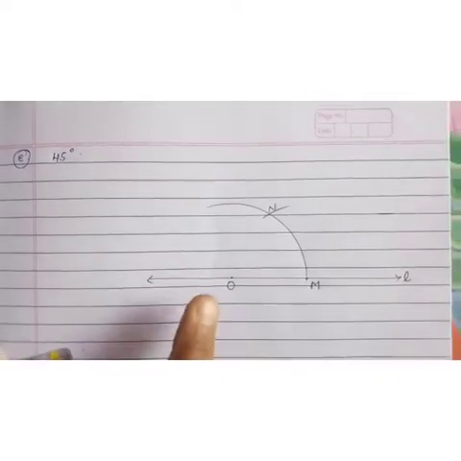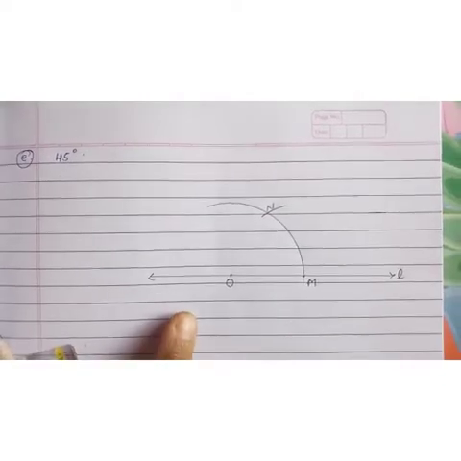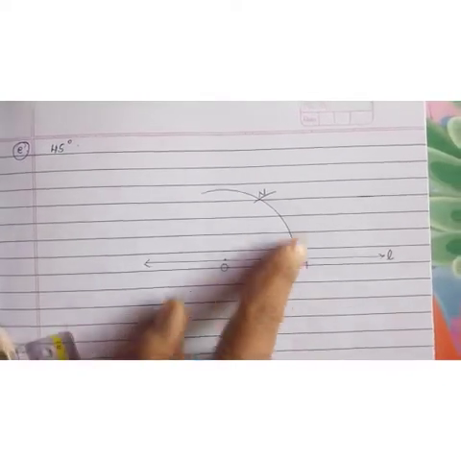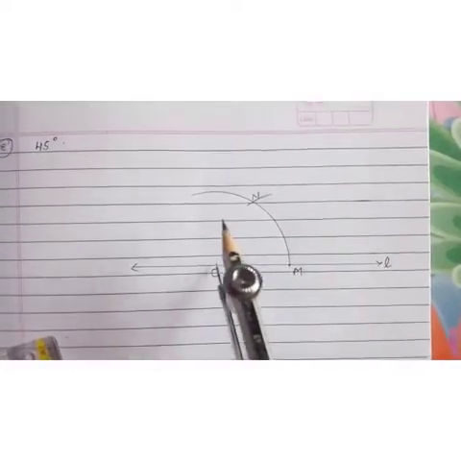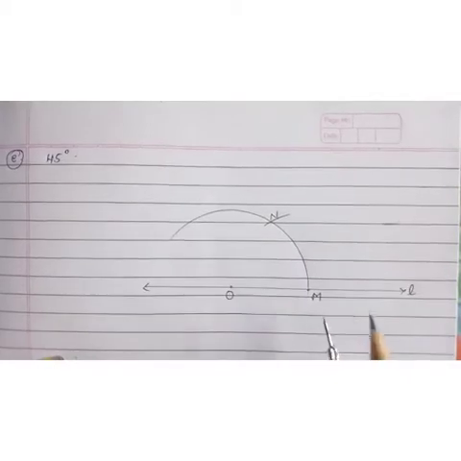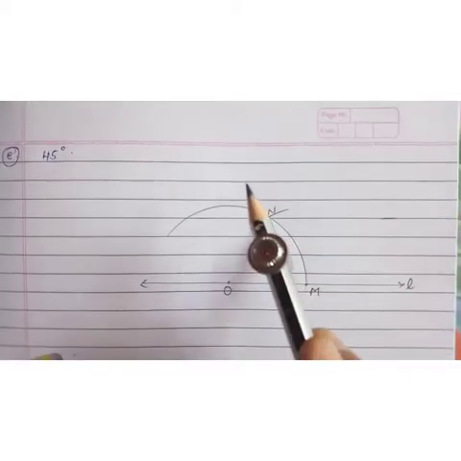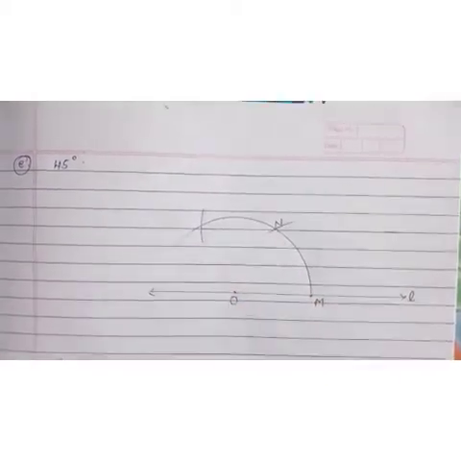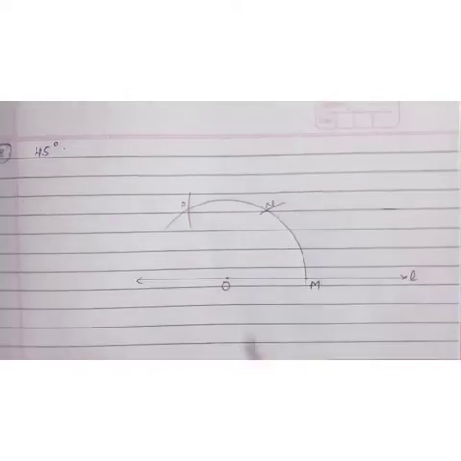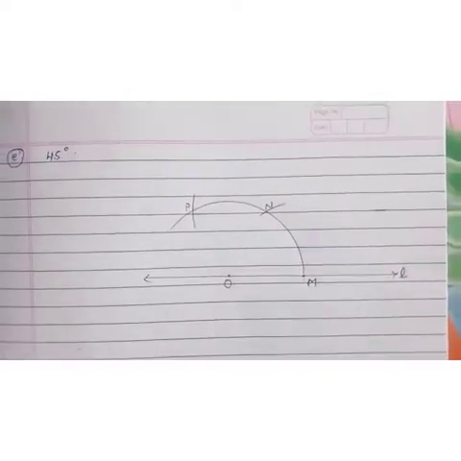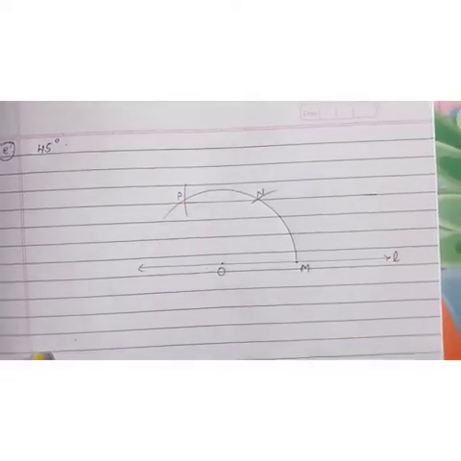So what I will do? I will find the bisector of 60 degrees. Or you can construct a 120 degrees angle to form 90 degrees and then bisect it. So this is 60. With this as center, draw another arc. M and O is already there. I will mark it as P. Now this is 120 degrees here.